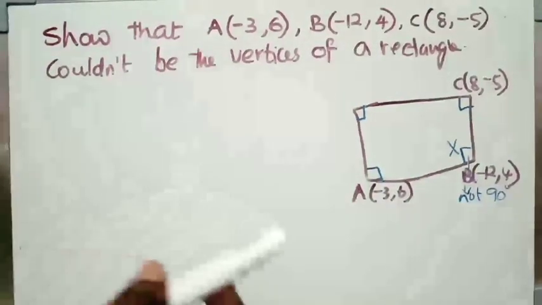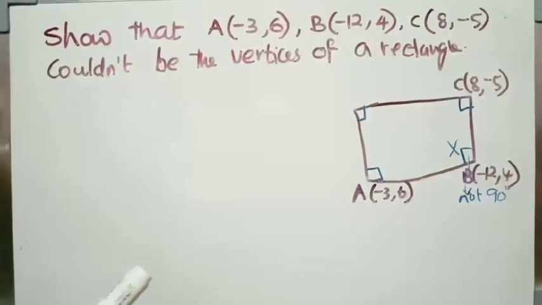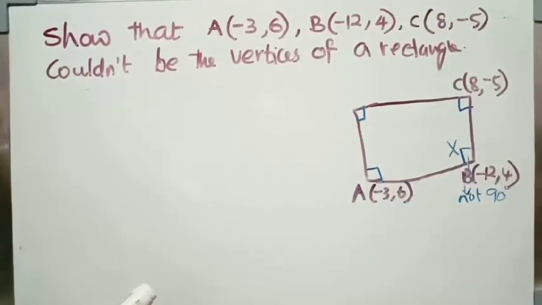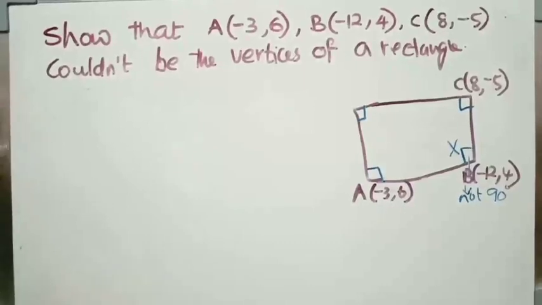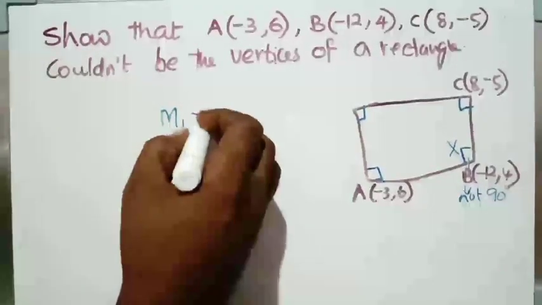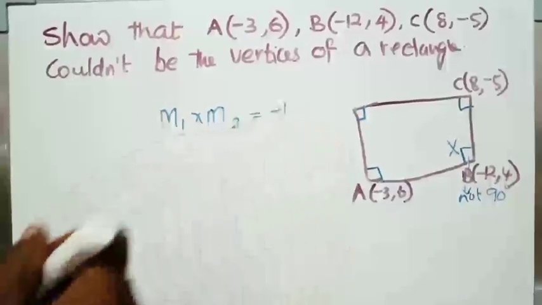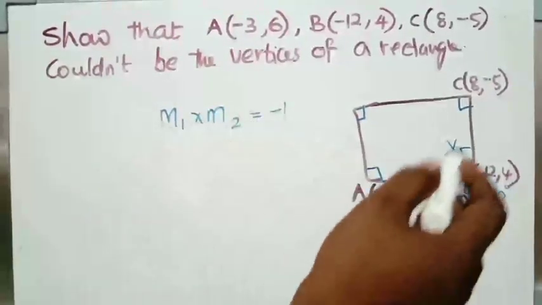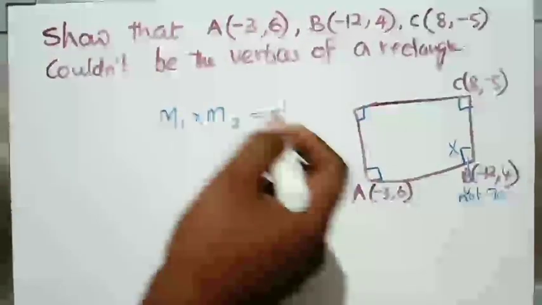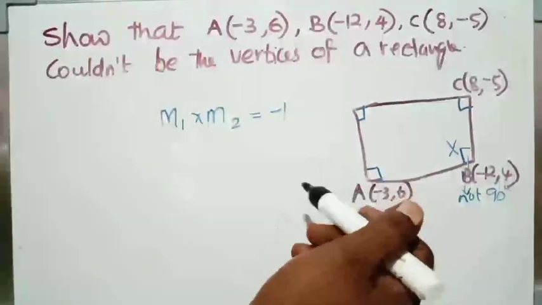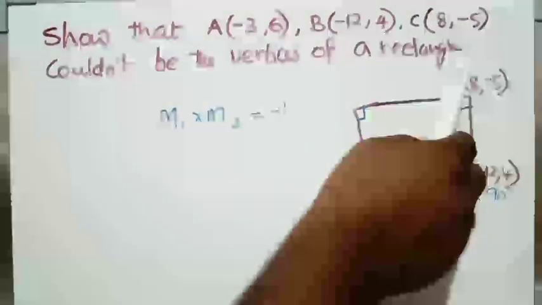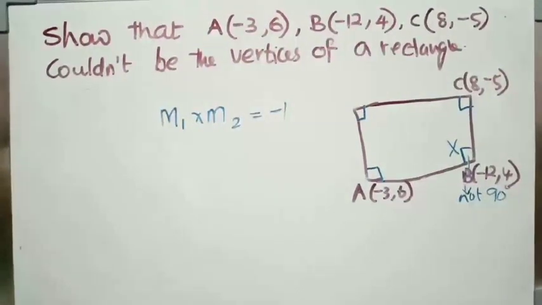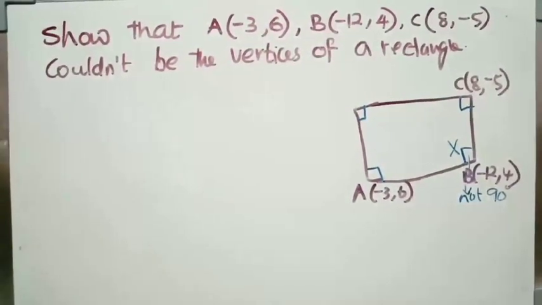So how do we show it is not perpendicular? It's very simple. Find the gradients and find the product of the gradients. We know if the product of the gradients is minus 1, if m1 into m2 is minus 1, then the lines are perpendicular. If it is not minus 1, then the lines are not perpendicular. So let's find the gradient of AB and BC separately. So let's find the gradient of AB.